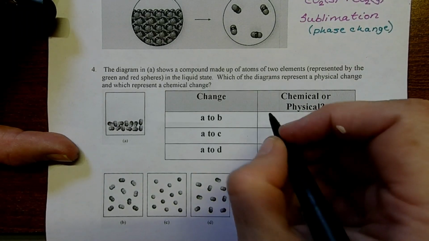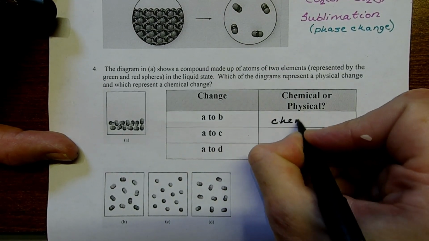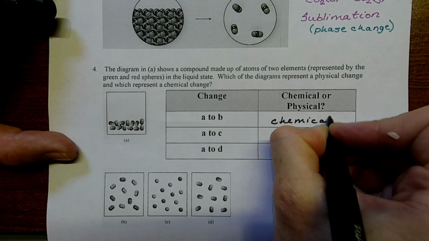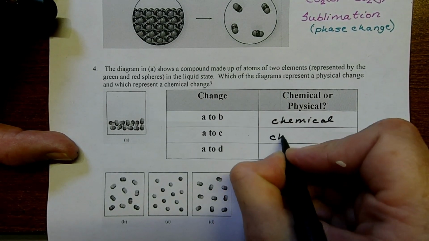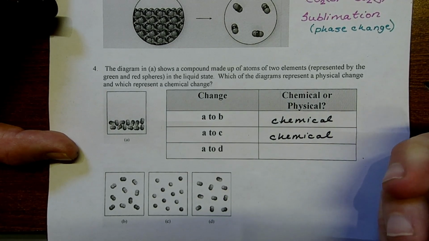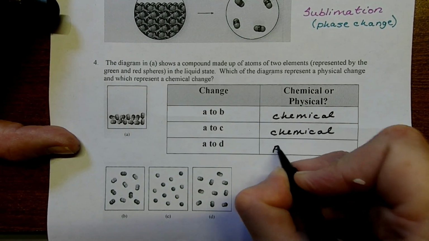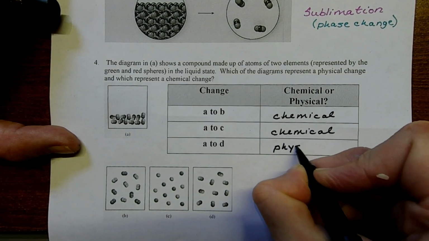In summary, we can say that A to B is chemical, A to C is chemical, because in both of these examples, bonds have been broken. And then for A to D, we're looking at a phase change, which is physical.